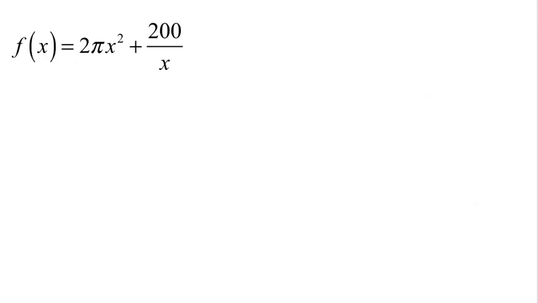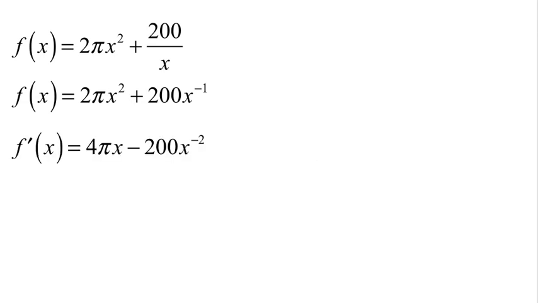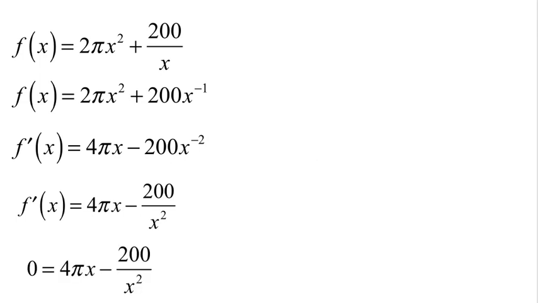So this is what we have. I want to use the derivative of that function, so I'm going to rewrite 200 over x as 200x to the negative 1. So f prime of x will be 4 pi x minus 200x to the negative 2. What does 200x to the negative 2 mean? That's 200 over x squared. Now I've got to set that equal to 0 and solve. That will be my critical value.